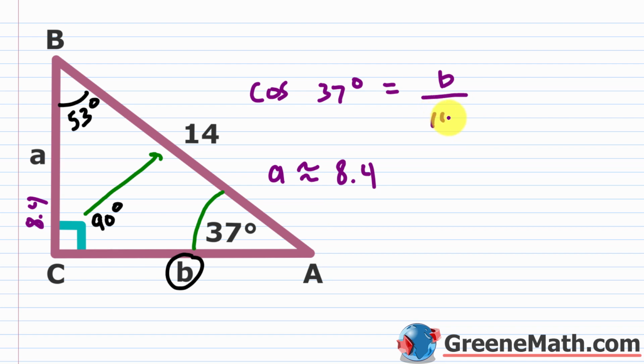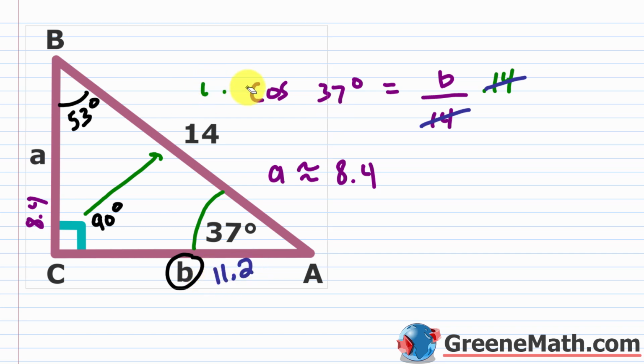Okay, so same deal. Very easy to solve this. Multiply both sides by 14. And what are we going to get? Well, we know that this would cancel with this. And 14 times the cosine of 37 degrees, again, if you're rounding to the nearest tenth, you're going to get about 11.2. Okay, so let's just say that b here, I'm going to put 11.2.